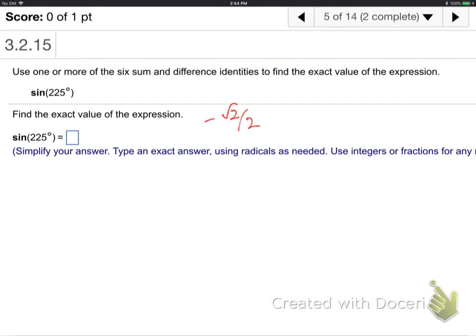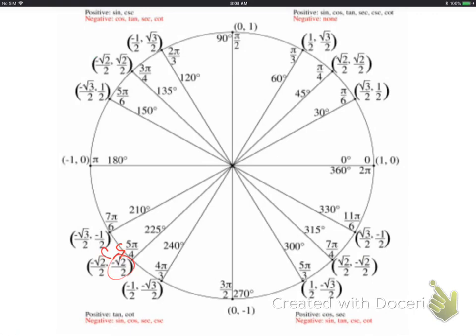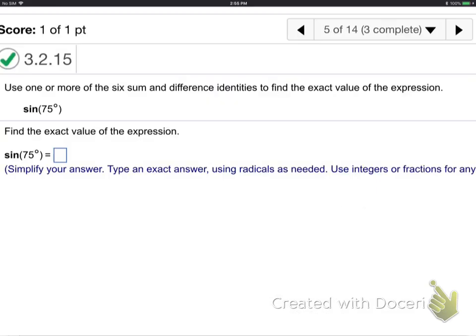Now, are they going to take that answer? Try one more of this. Use one or more of the six sum and difference formulas to find the exact value. So let's change the game. How about sine 75? Now that one's not on my unit circle, right? If you go to the unit circle looking for 75, here's 60, here's 90, 75 is missing. So how am I going to do 75?